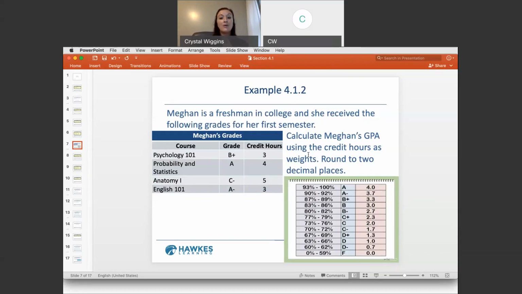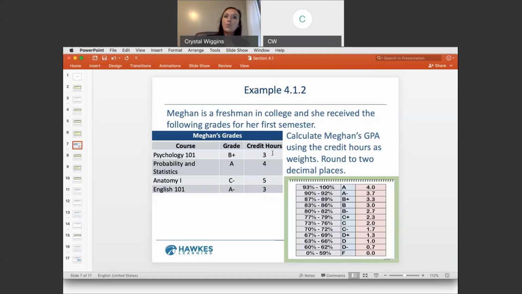Now, the credit hours is actually the frequency because it just tells you how many times that grade counts towards your GPA. So notice that the anatomy class is worth 5 times the grade. Okay, so I got a C-, so the points of 1.7 are going to count 5 times. So it has much more of an impact on my GPA, this anatomy class, than the psychology class, because the psychology class is only a 3 credit class.